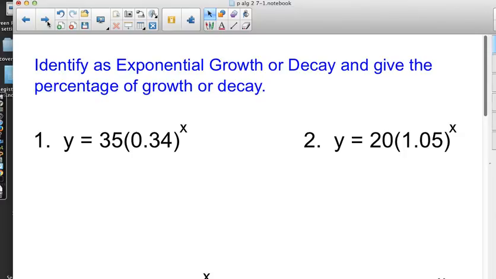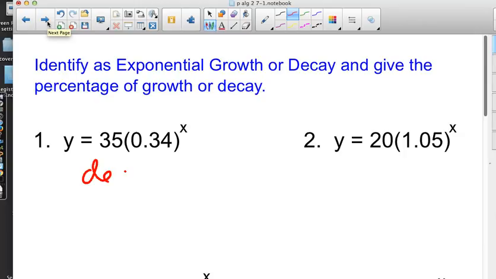But on the MCAs, they do something different. They go into a little more detail. And that detail is, do you recognize how much growth or decay has taken place? So we're going to identify these as growth or decay, but we're also going to give the percentage of growth or decay as we go through this. So take a look at number 1, growth or decay.